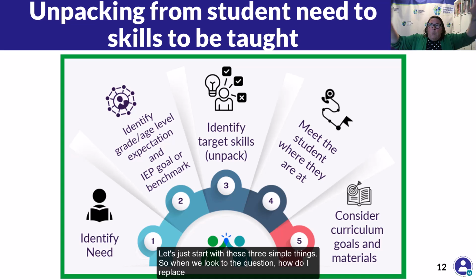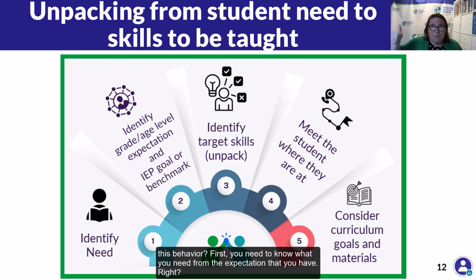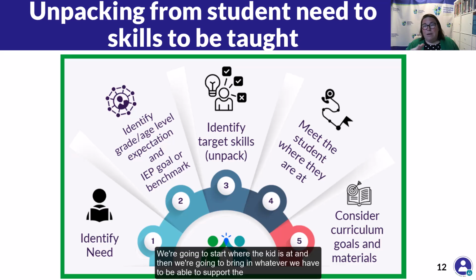So when we look to the question of how do I replace this behavior, okay, first you need to know what you need from the expectation that you have, right? So let's get that down. Then we're going to break down, unpack what the actual skill set is within that. We're going to start where the kid is at, and then we're going to bring in whatever we have, right, to be able to support the learning of the need and the skill that we identified.